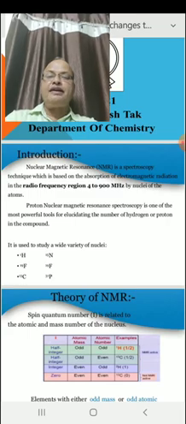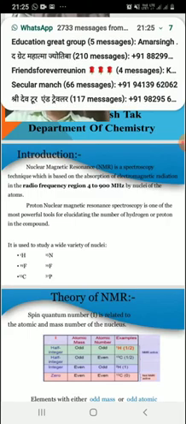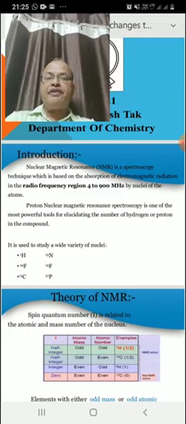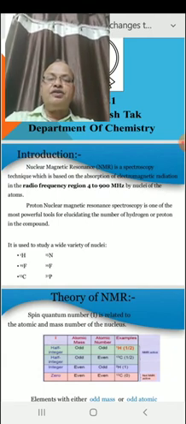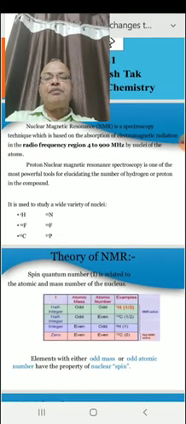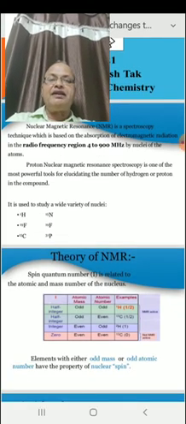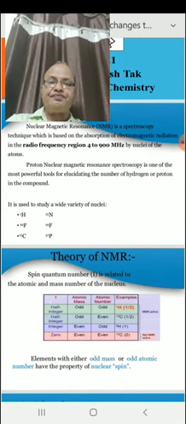Proton nuclear magnetic resonance spectroscopy is one of the most powerful tools for elucidating the number of hydrogens or protons in the compound. Hydrogen, carbon and fluorine are examples by which we can understand NMR studies.